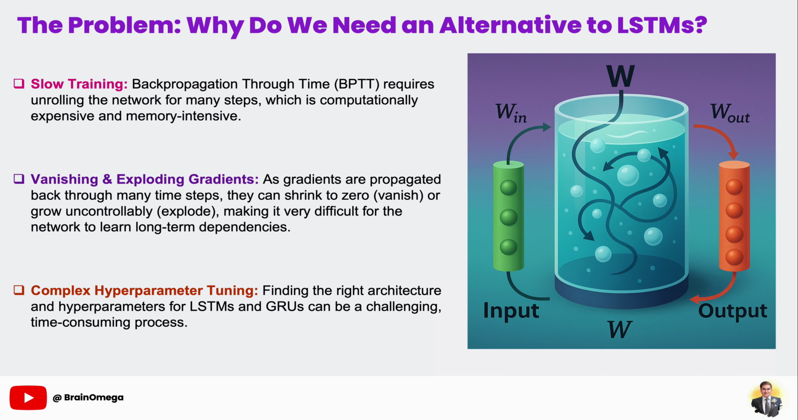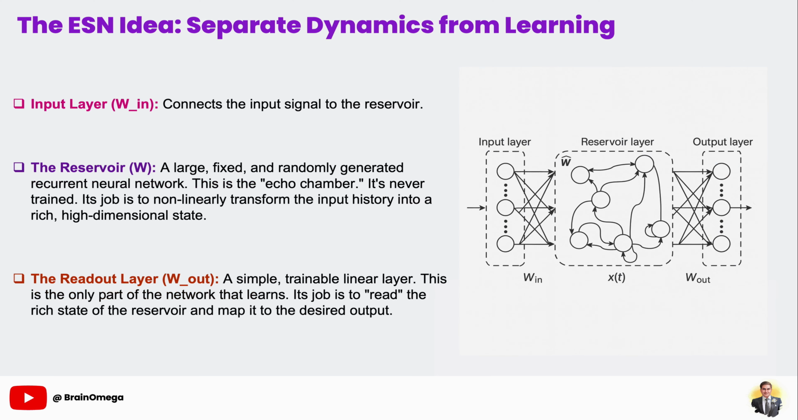This leads to a difficult and often frustrating process of hyperparameter tuning to get them to work well. This begs the question that researchers asked in the early 2000s: can we get all the benefits of these rich recurrent dynamics without paying the high price of this complex training? The answer, it turns out, is yes. This brings us to the beautiful and elegant core idea of the echo state network.